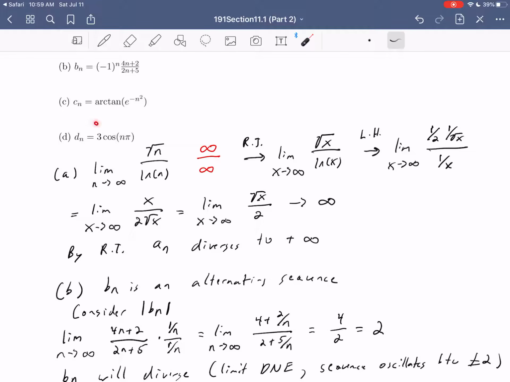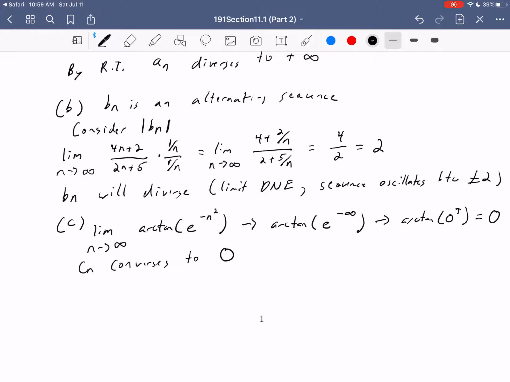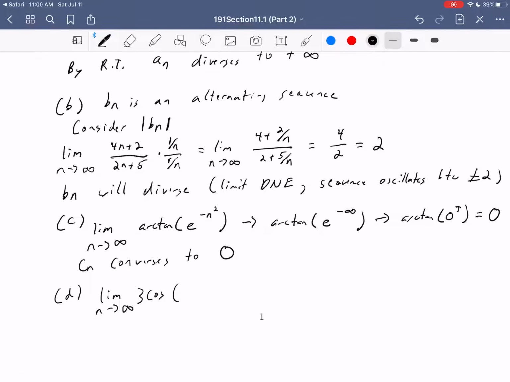For our last one, we have d sub n, which is equal to 3 cosine of n pi. So we want to try to apply the limit as n goes to infinity of 3 cosine of n pi.